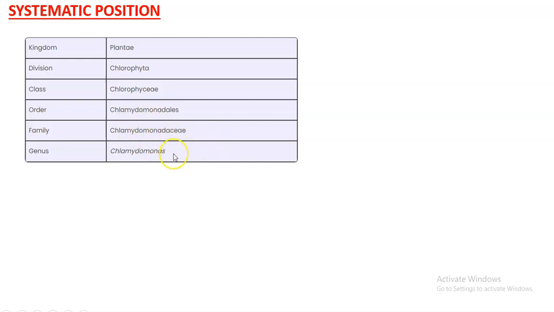Then genus Chlamydomonas. Under this there are many species. Chlamydomonas reinhardtii, Chlamydomonas halophila, Chlamydomonas yellowstonensis. There are different species with different characteristics. We will see the important species as well.